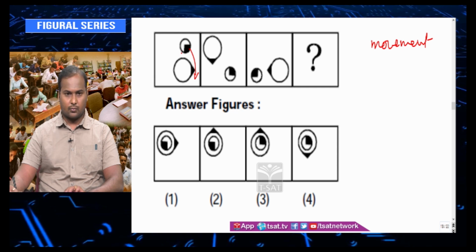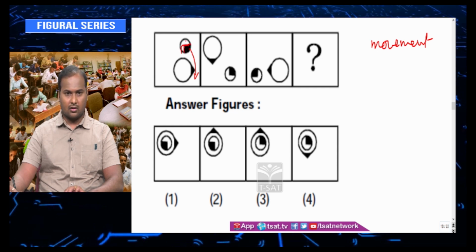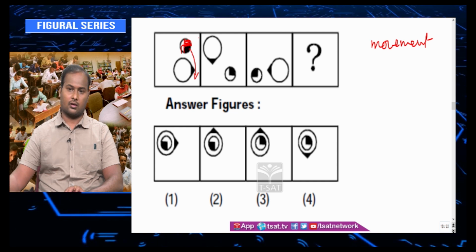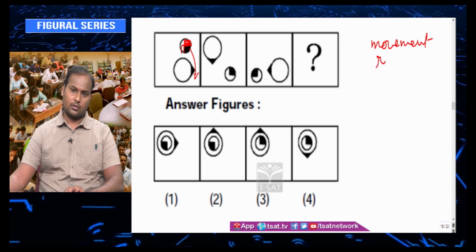So there is a movement you can see, and you can also see there is a rotation here. You can see this dark portion is inside. Now it is showing here, the darker portion. So there is a rotation of the darker portion also. So how is the rotation?